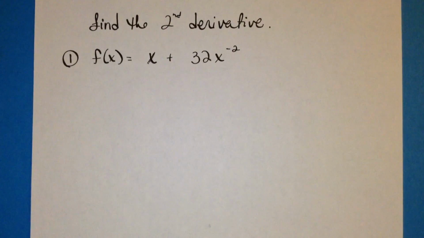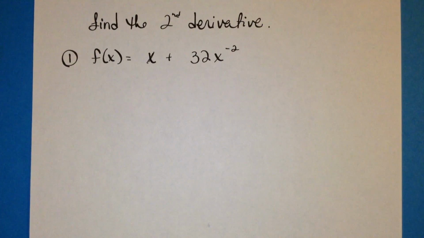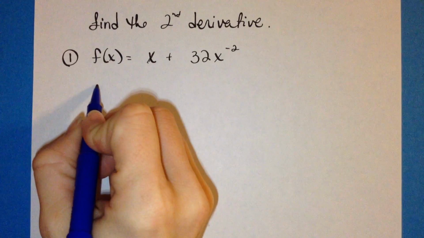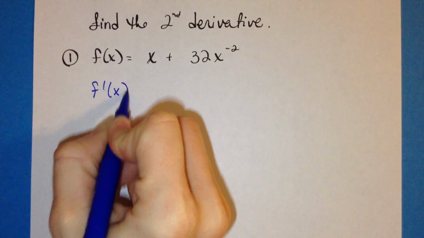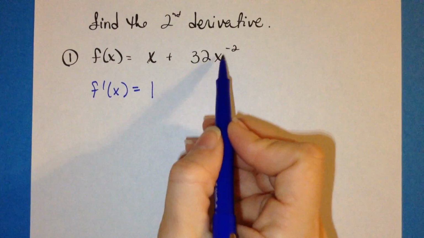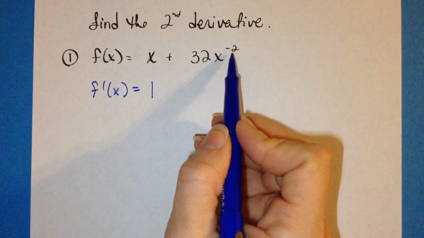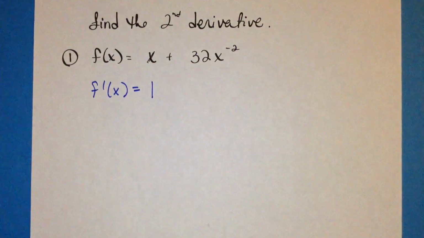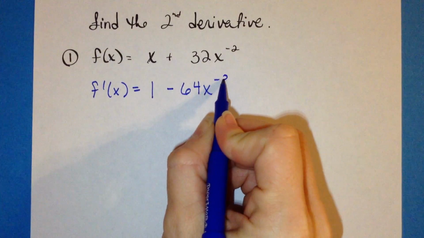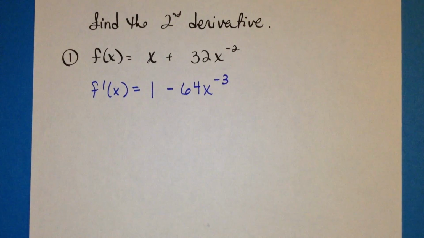Alright, so the first example here, you're asked to find the second derivative. Okay, so you're given this function and you're asked for the second derivative. That means you're going to have to find the first derivative to begin with. So the derivative of x would just be 1. Now this is going to be using the power rule, so you'll do the -2 times the 32, so that's actually going to give you a -64x to 1 less power, so that would drop down to a third power.